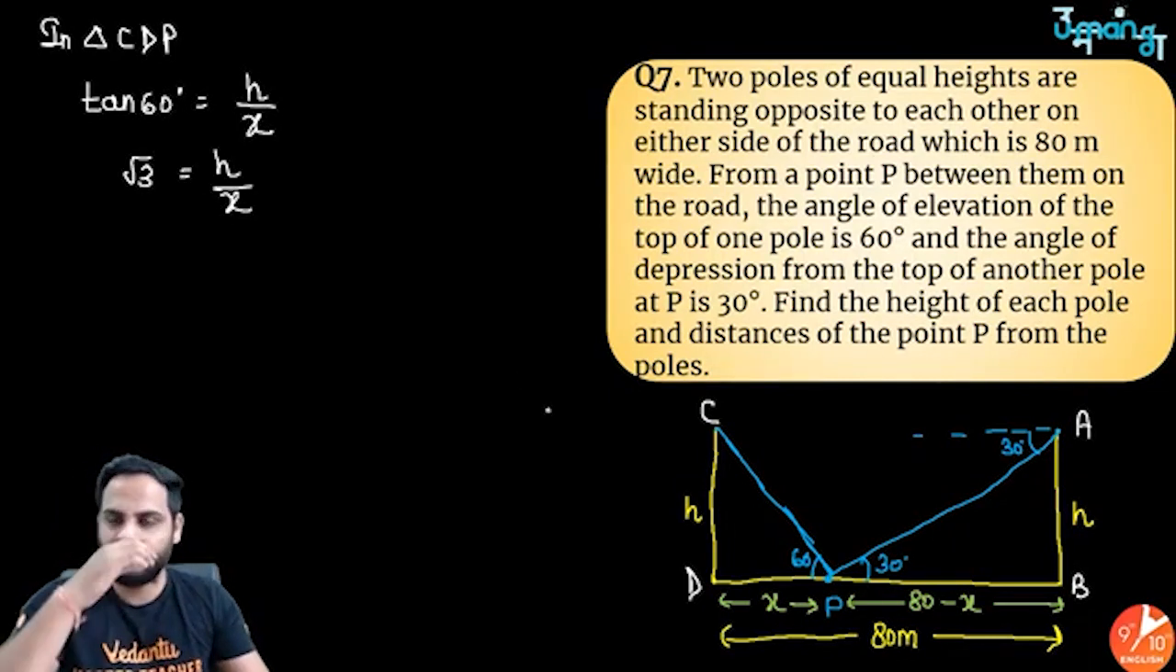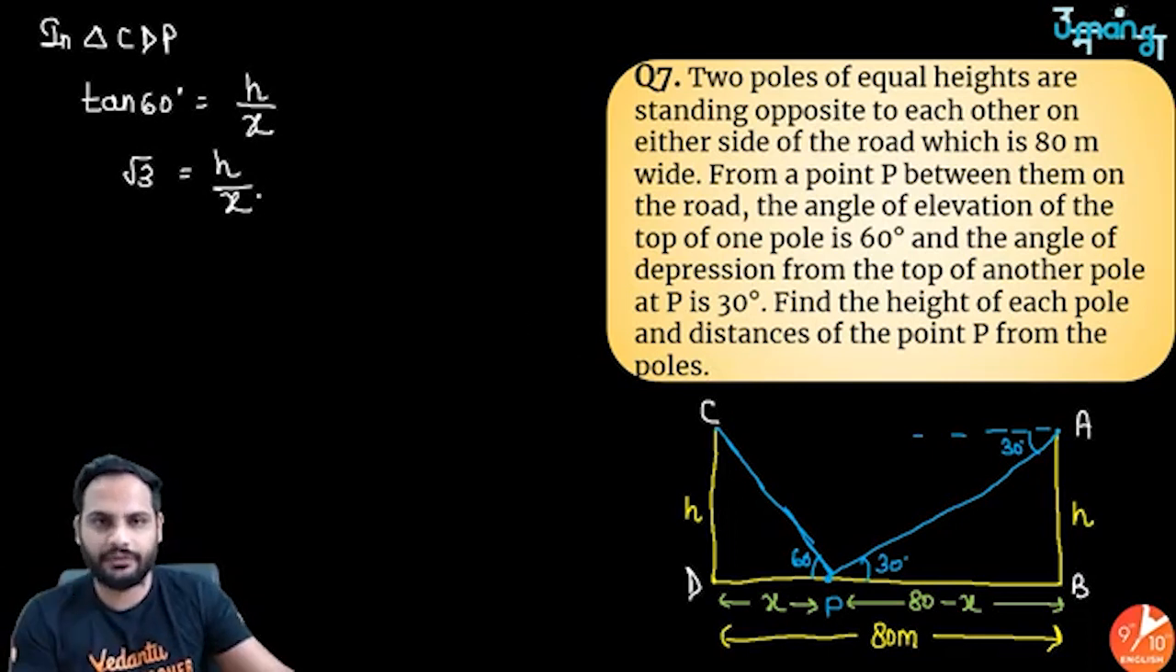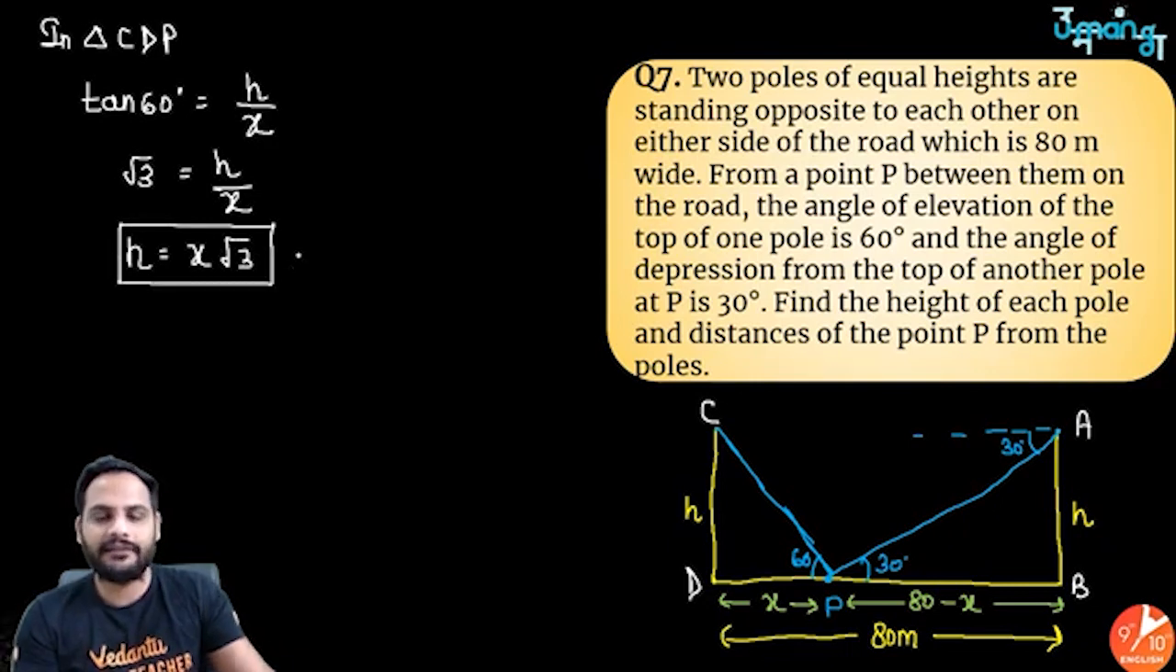So first let us do one thing. Let's see what h is equal to. So h is equal to x root 3. Now I know I have this relation that h is equal to x root 3. Whatever is the value of x I am getting, that value of x I will multiply with root 3 to get the value of h. This is my first equation.